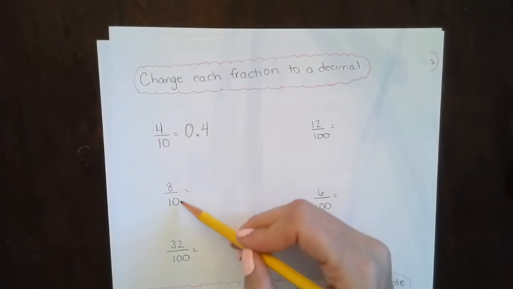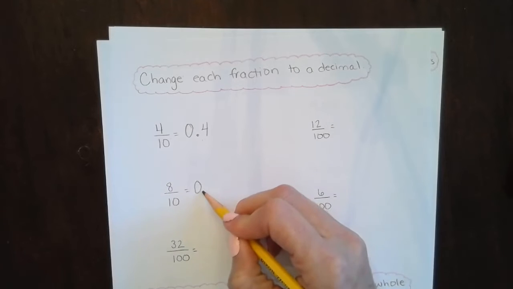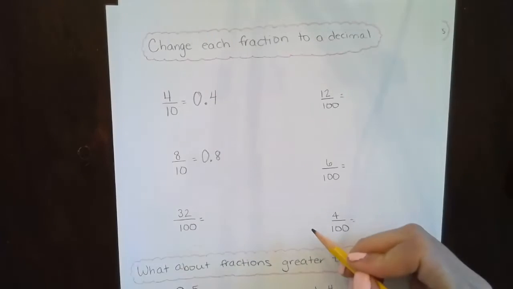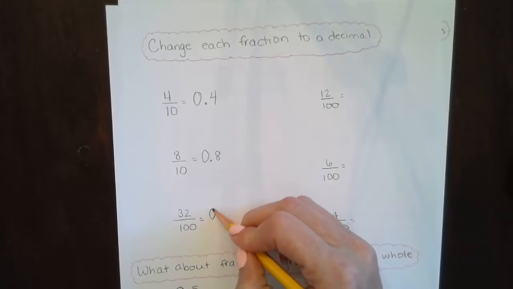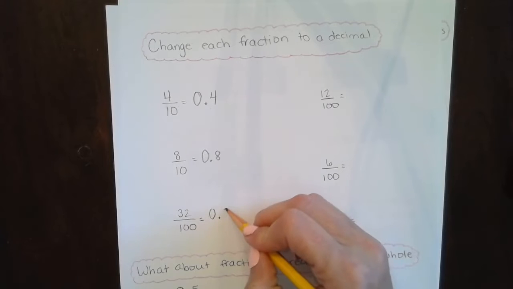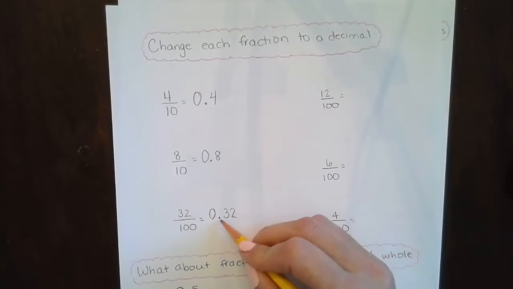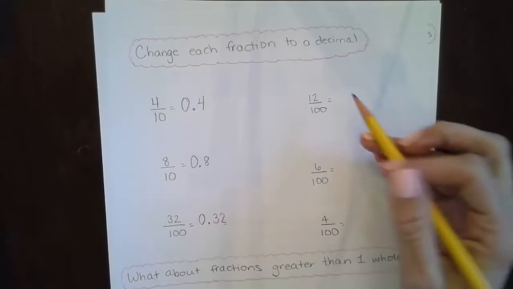Okay. Let's try this one here. 8 tenths. Again, nothing in the wholes, so that's my 0. And then I'm going to put 8 in the tenths spot. 32 hundredths. Okay. Again, nothing in the wholes. Okay, and I'm going to just write 32 and make sure it's ending in the hundredths, right? 32 hundredths, okay? And that's how you're going to write that, 0.32.